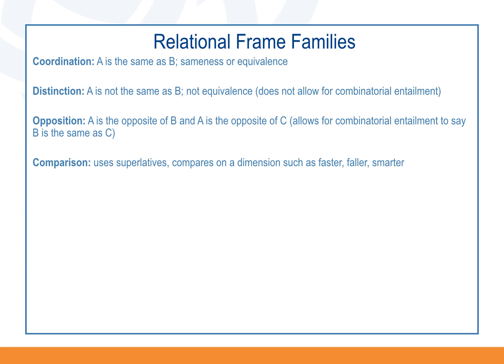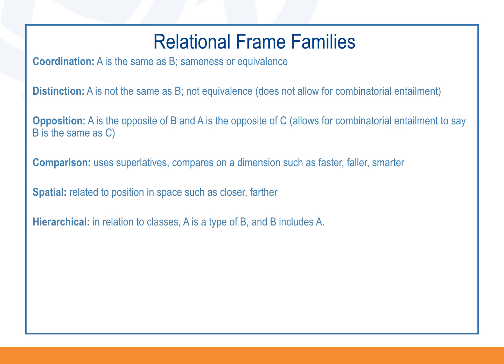For comparison, that's kind of all your superlatives, or comparatives, I apologize. Comparison dimensions: faster, taller, smarter. Spatial is related to positions in space: closer, farther away, near. Hierarchical is relation to classes. So Athena is a dog, and a dog is a mammal. So Athena is a mammal, so they're inclusive of.